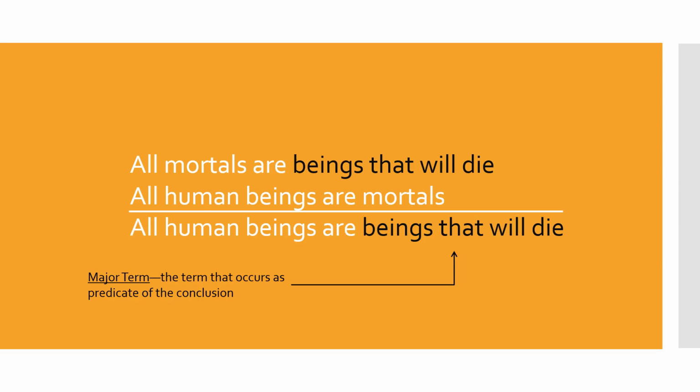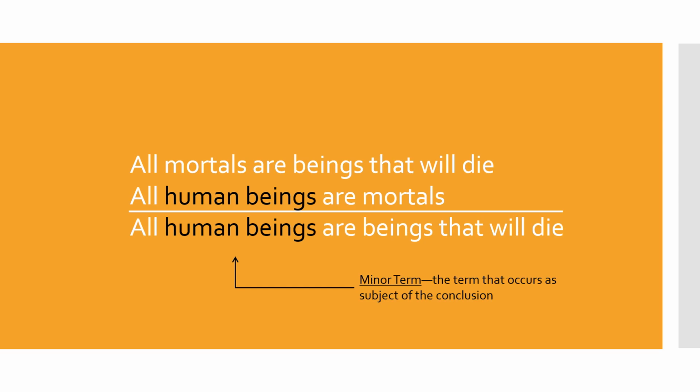And again, notice the major term is whatever occurs here as the predicate term of the conclusion. And that means the major term is beings that will die. It is also called the major term in the first premise that shares it. The minor term is whatever occurs as the subject of the conclusion. And just like before, it will be the minor term in the premise that shares that term. In this case, human beings is our minor term.